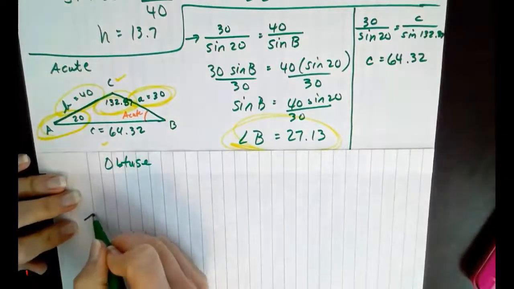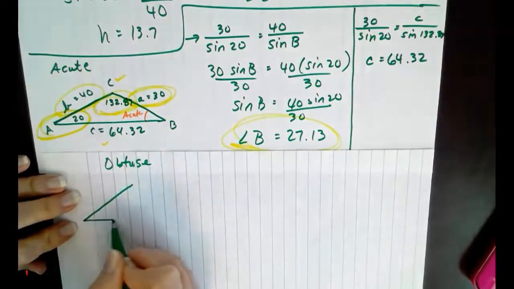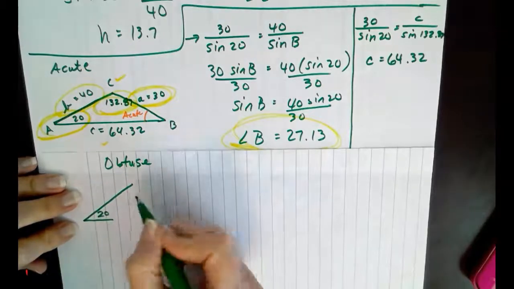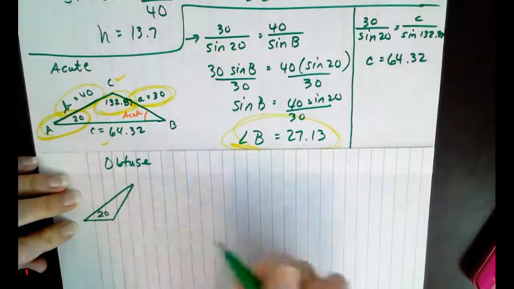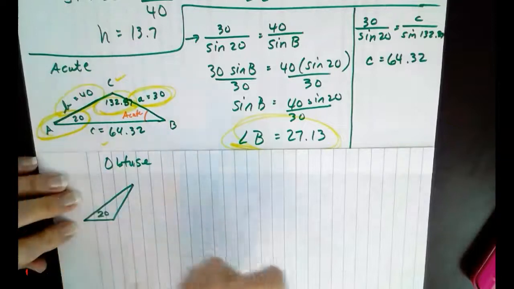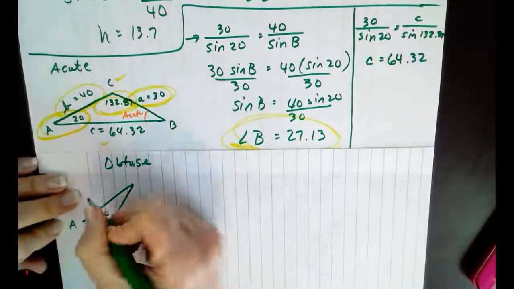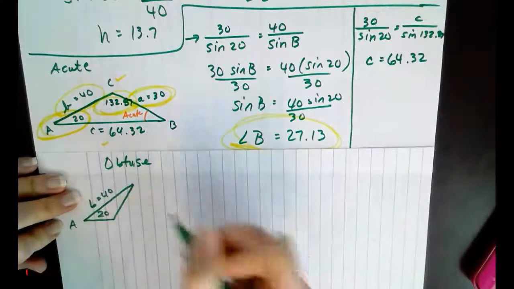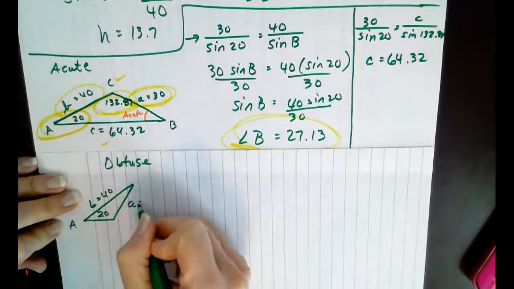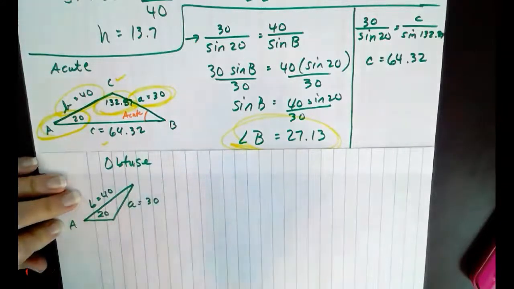We're still going to have this 20-degree angle there. But now that swinging side is going to be coming in. This is still angle A. This is little b, which is 40. This is little a, which is 30. And there we go. That's everything we know. Now, let's use this information.